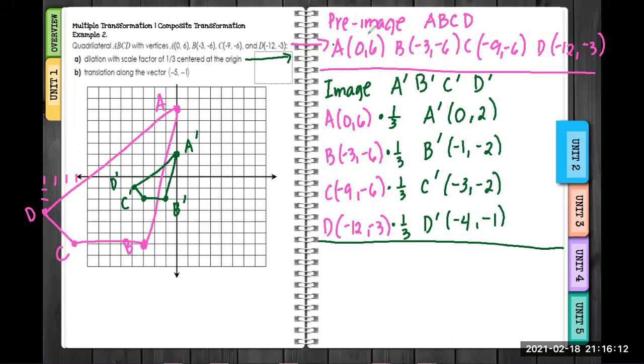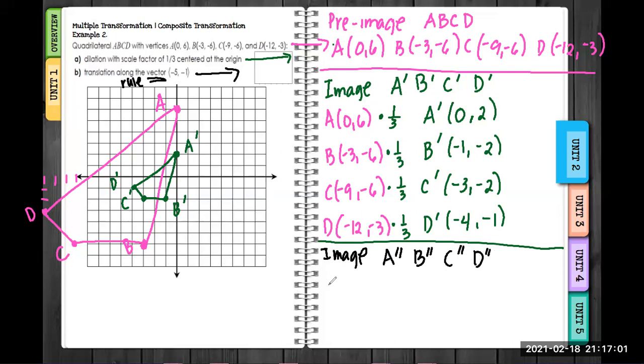And this time, we need to translate it again, but I'm going to change it into black. Okay, translate. So from green, it says translate along the vector negative 5, negative 1. Vector is just another term for a rule. Meaning whatever your coordinates from the dilated one should be subtracted 5 units to the left and 1 unit down. Okay, so let's do it. I am creating again an image, but this time I need to produce A prime prime, B prime prime, C prime prime, and D prime prime.